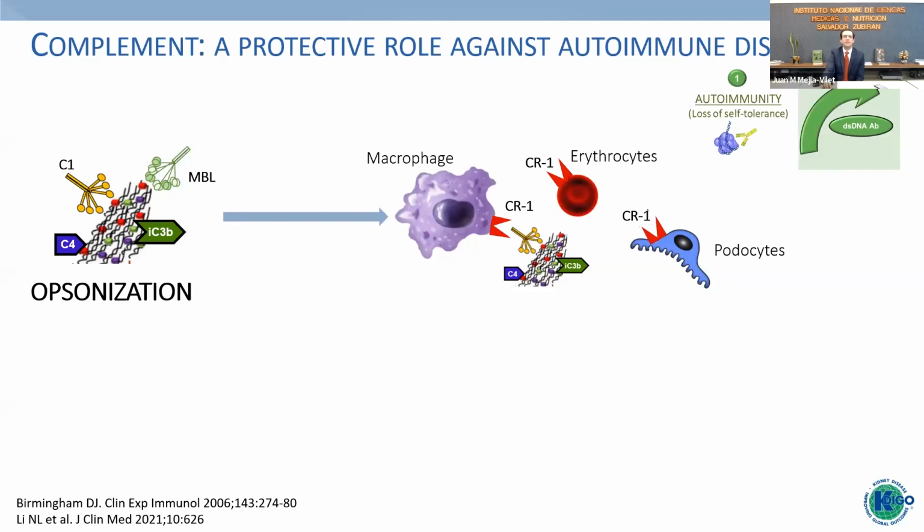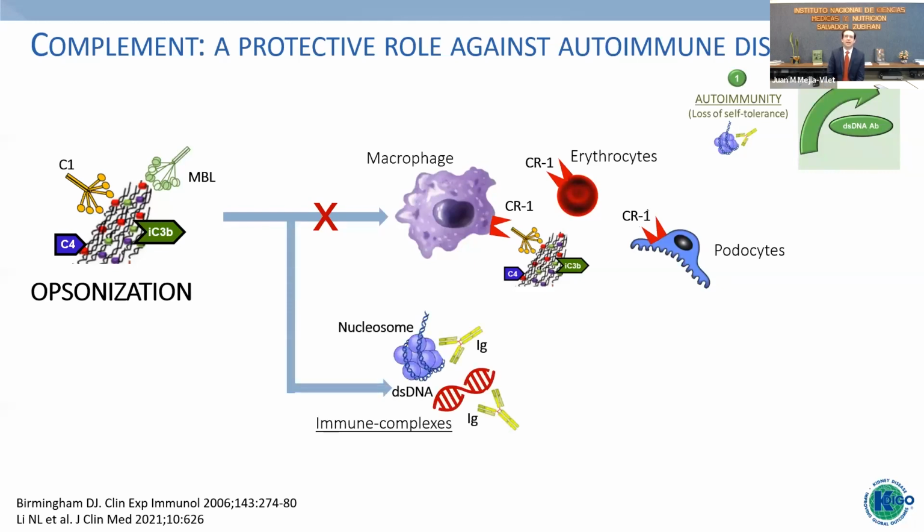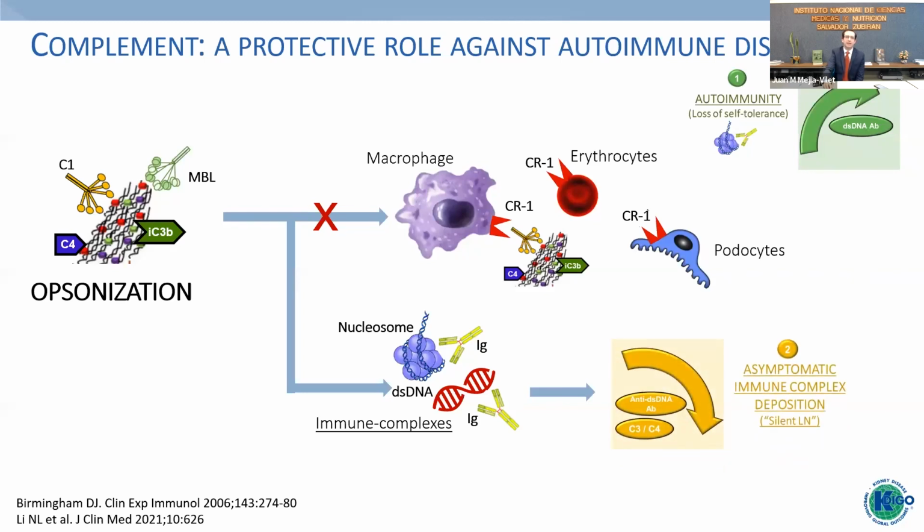So if we don't have these opsonizing particles, or their levels are too low, then the cellular debris will remain in the circulation, and patients with predisposition to develop autoantibodies will form immune complexes. And we saw that these immune complexes will go to the kidneys and produce the lupus nephritis.